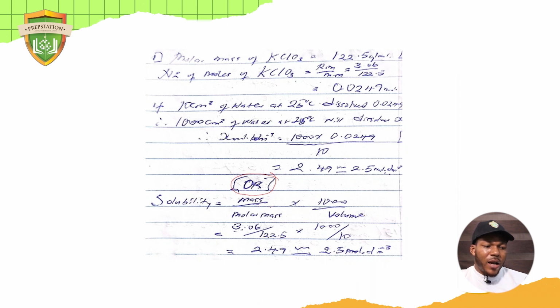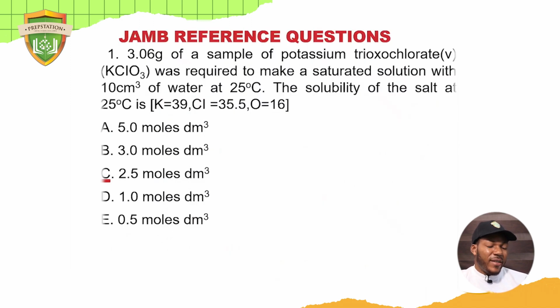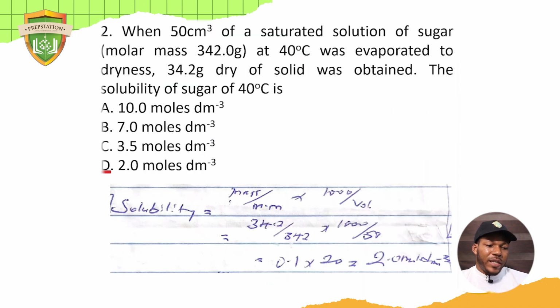You get it: the mass over molar mass times 1,000 over volume. This is a simple formula for solving solubility, all right? So this is your reactive mass in the question, the molar mass of the salt, times 1,000 over volume. When you do that, you're going to have 2.5 mole. So you go to the options, and you see that the option there is C, 2.5 moles.